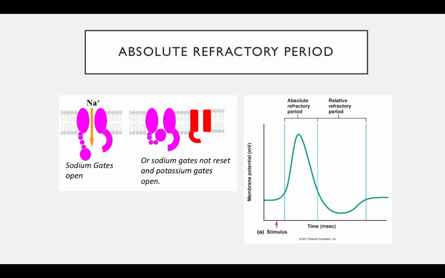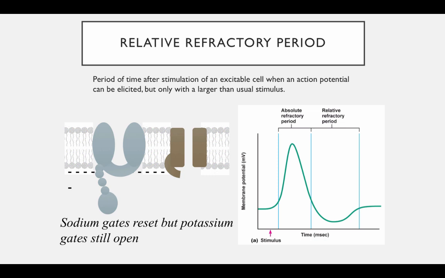A good way to remember the difference between the two periods is to remember that there absolutely cannot be another action potential during the absolute refractory period. The relative refractory period begins when the sodium gates have reset. A cell can create another action potential, but recall that the potassium channels are still open. For another action potential to occur, the stimulus would have to be greater than it normally would at resting state. Again, this is due to the activation gates of potassium sluggishly closing.